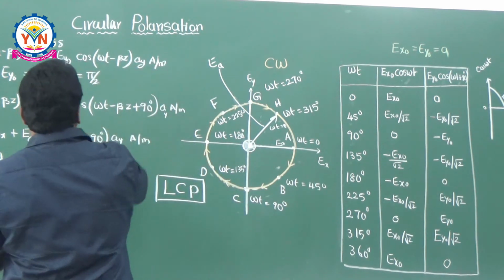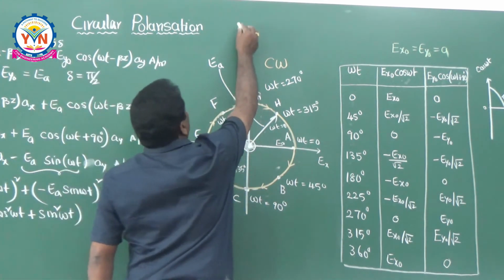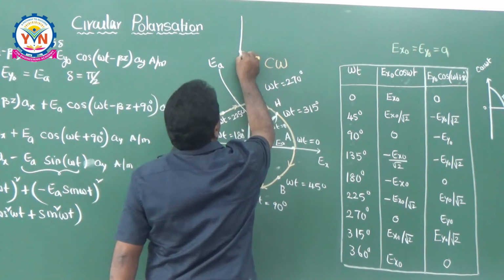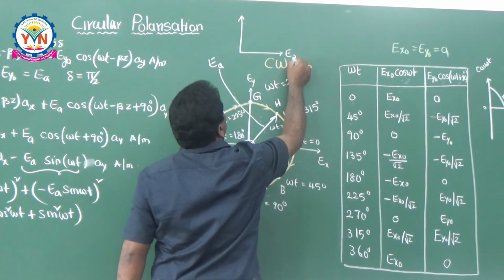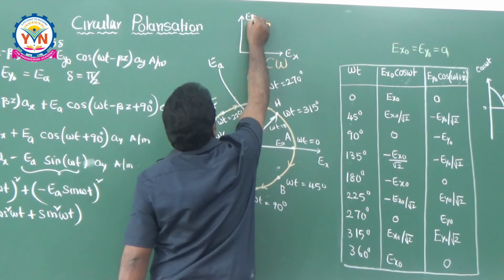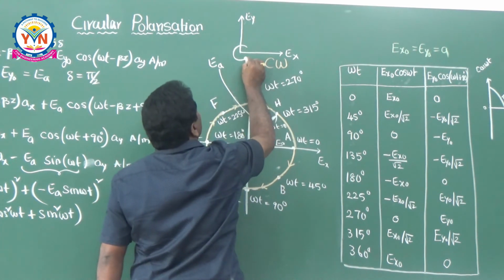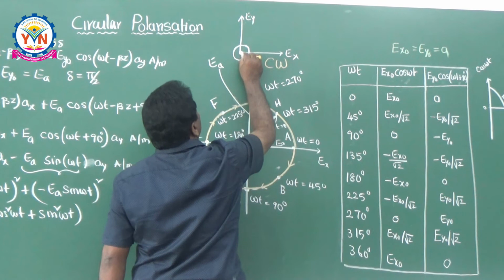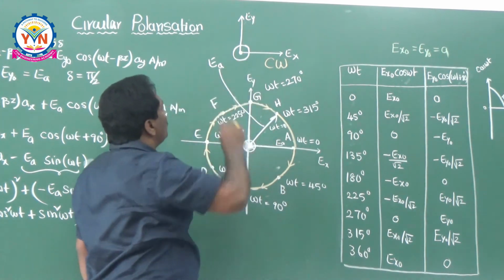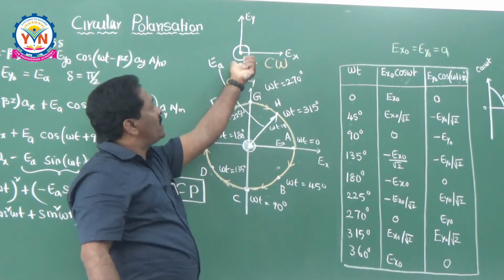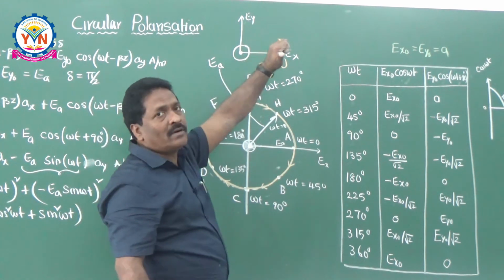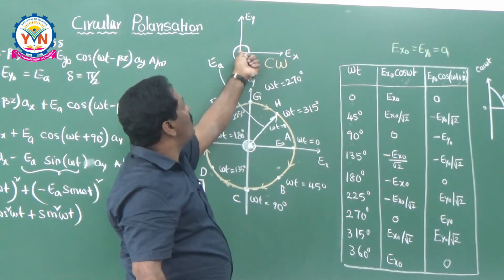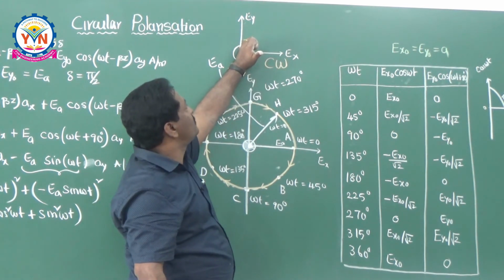So the same problem, let us take that this is the x component and this is the y component. This is Ex and this is Ey. And the direction of propagation is this dot. Dot is nothing but the direction of the propagation. Dot means it is into the board. Sorry, it is out of the board. So the propagation is out of the board, like this.